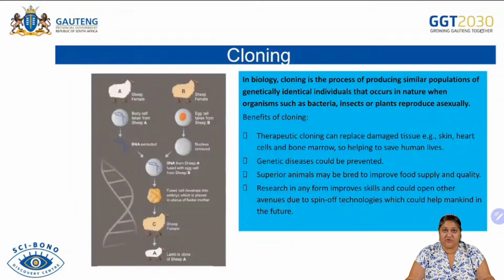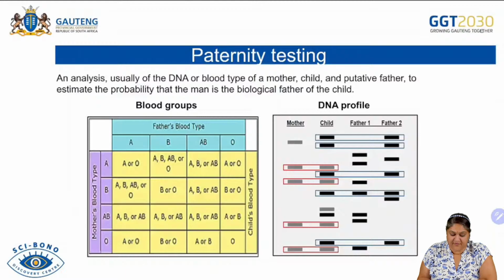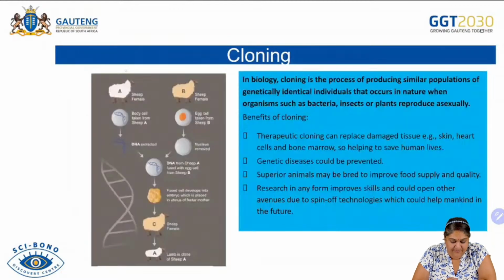Now we look at cloning. You need to know a brief description of cloning, so let's look at the process that you need to know. Over here we have female sheep. There are 2 female sheep, a white one and a light brown, beige one. A body cell gets taken from this sheep.